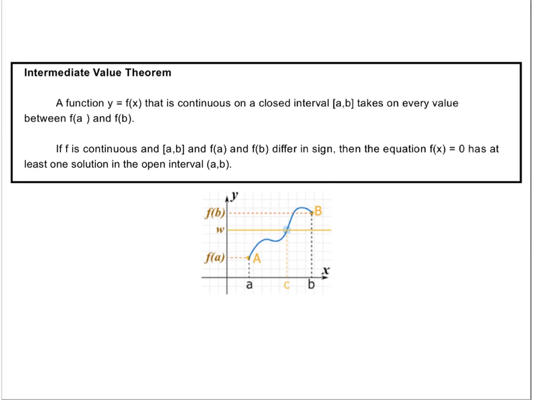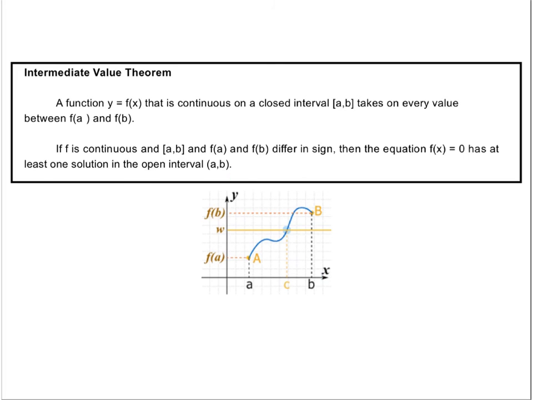And what we're saying is that a function that's continuous will always have a value between those 2 pieces, right? Doesn't that seem a little self-evident? Okay, and so that's what that looks like. And then it says, if f is continuous over this interval, and f of a and f of b differ in sign, then the equation f of x equals 0 has at least one solution in the open interval a to b.